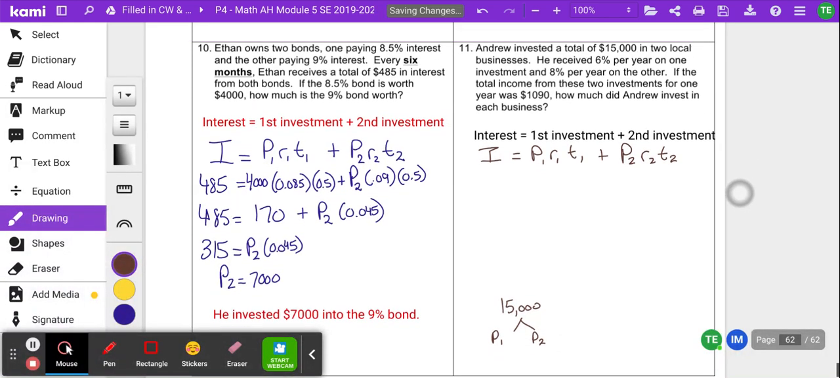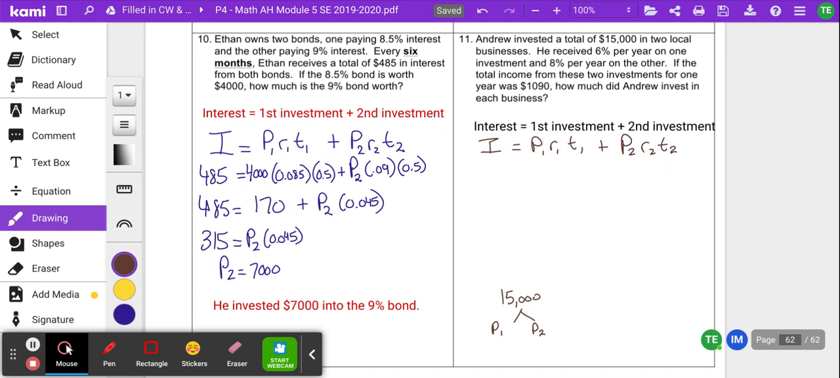So I'm going to go with the first one being 6% rate, so 0.06, and the second one being the 0.08. Now I can change either one. I like to make X my higher interest rate because then I won't have so many negatives. So here I'm going to make this X. This is the rest of my money.